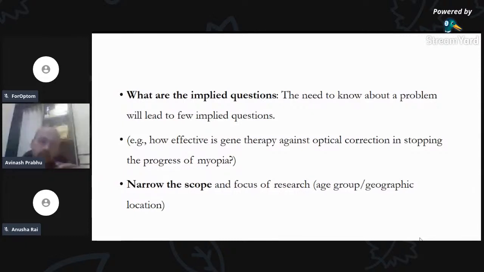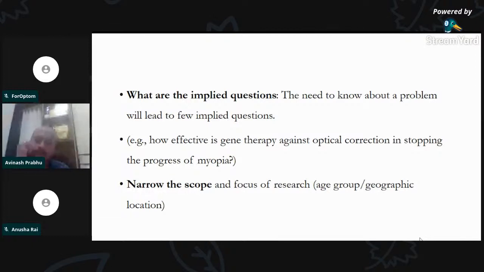Further, you can narrow the scope of your research topic again and focus. Say, for example, you want to check on a particular age group of children, so age groups also come into the picture. Or maybe you want to check the myopia progression in the Indian context. So maybe the geographical location also comes into the picture, right?